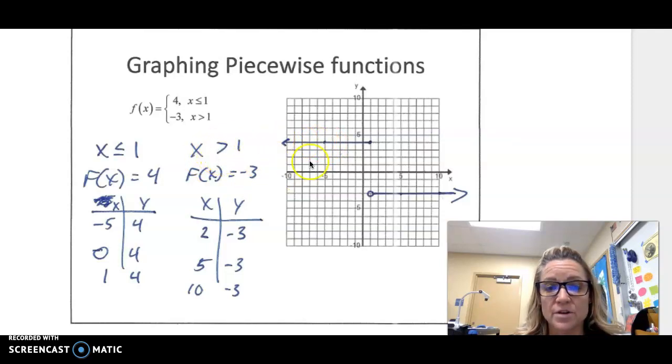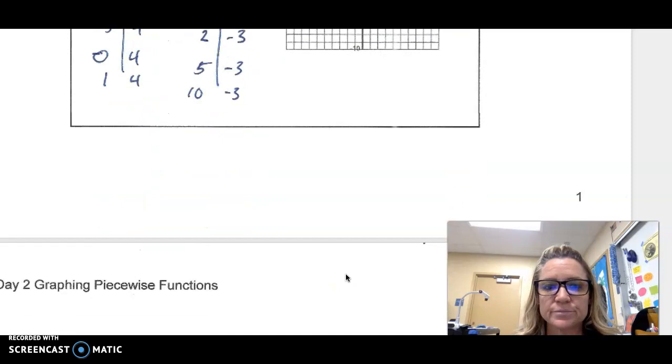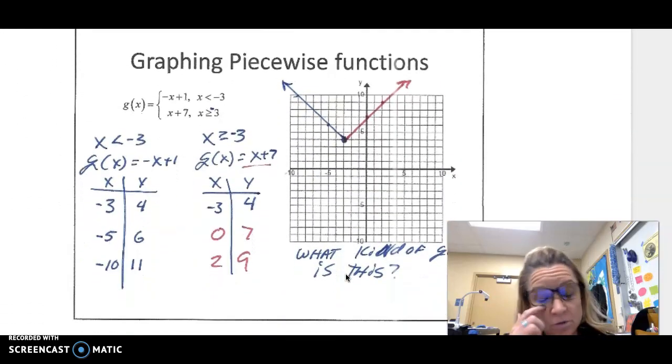When x gets past 1, we're going to have -3. So you'll notice in the y column, all of the outputs are -3, including at 1, but 1 itself is not included because the equal part's not there. So it ends up being a horizontal line through -3 to the right, because it's all numbers greater than 1. All right. Let's try one a little bit harder.